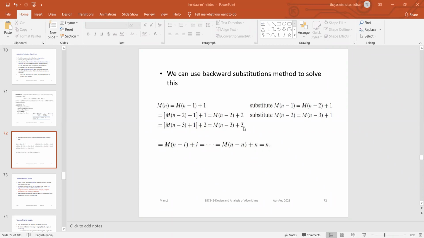The 2 will be represented as i. So m of n minus i plus i is equal to m of n minus n plus n, and that will give you n. So we can use the recurrence relation to derive n. What is n? n is nothing but n factorial. So n factorial, you have got it as n. I hope you understood this and how to write the recurrence relation for factorial.